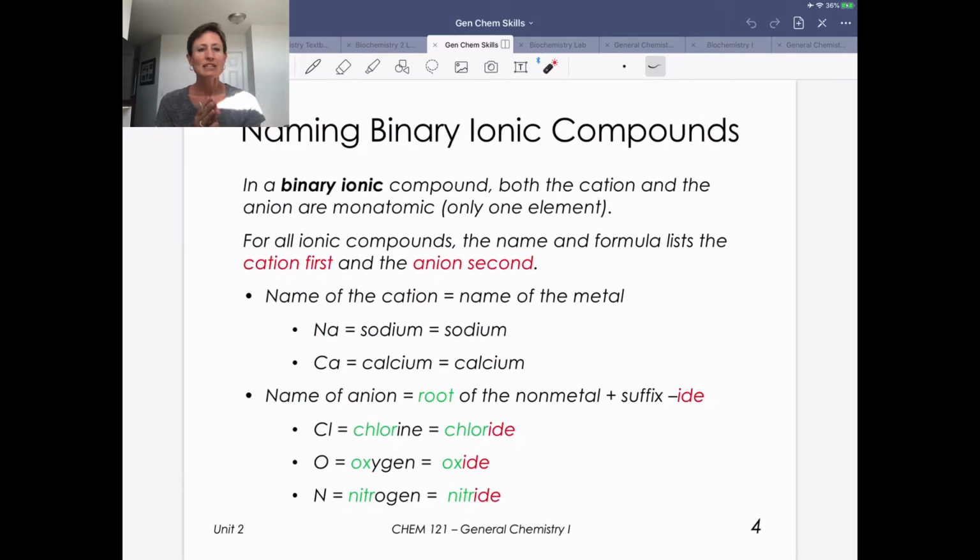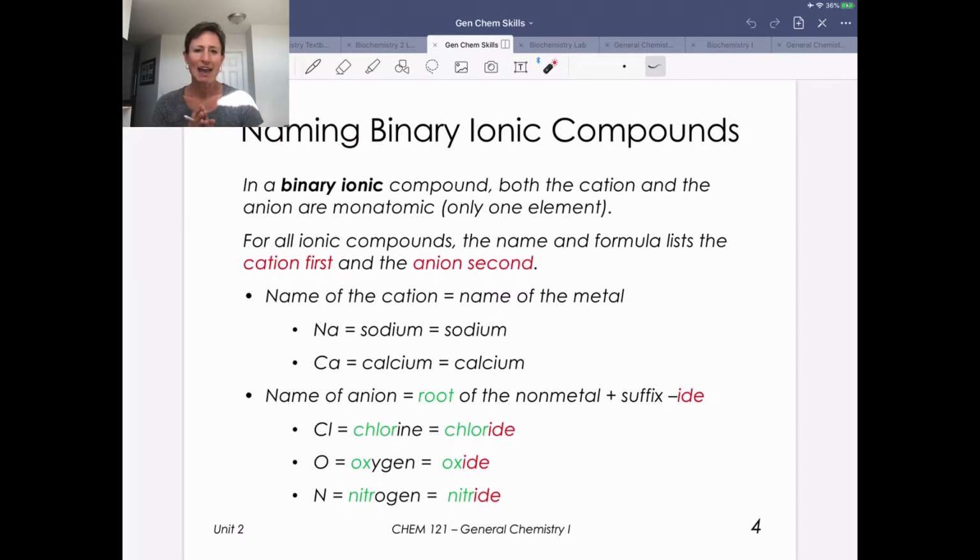One of the things that we need to think about when we are naming what we call binary ionic compounds is that it's going to take one element from the left side of the periodic table, a metal, and one nonmetal to make this binary ionic compound. Each of those is only going to be one element, and so when we're naming these, we name and list the cation first, so the metal is listed first, and then the anion is listed second.